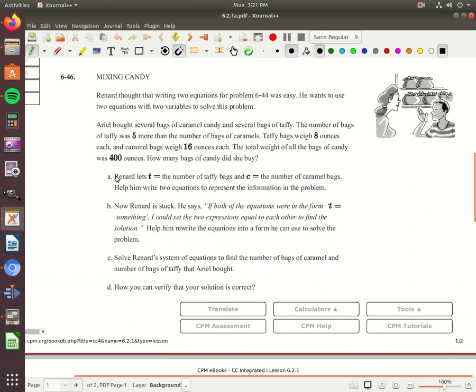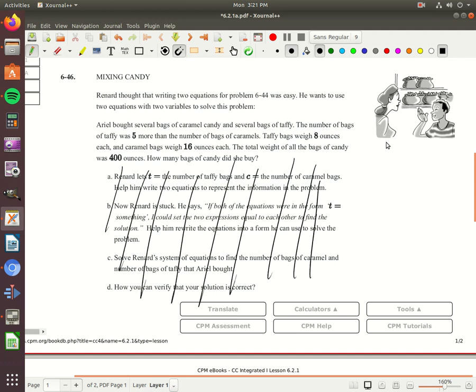He wants to use 2 equations with 2 variables to solve this problem. And again, I'm pretty big about having our strategy. Let's define our variables, let's write our equations, let's solve our equations. So here's what we want. I don't even need to read the whole setup. I just need to read: the total weight of all the bags of candy is 400. How many bags of candy did she buy? So I know B will equal bags of candy. I thought I was being cool here. I guess I do need to read, because I'm going to need a different variable here.